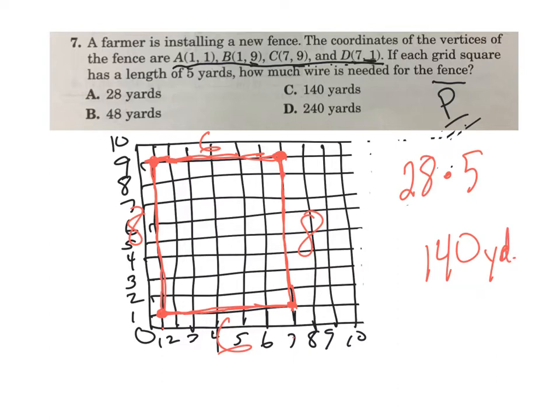And let's see if they have it. 140, C. Hopefully you got that. You may have gotten just 28, just counting the outside. But remember that each one is 5 yards, so you had to multiply it by 5. Okay? Let's go on to the next couple.